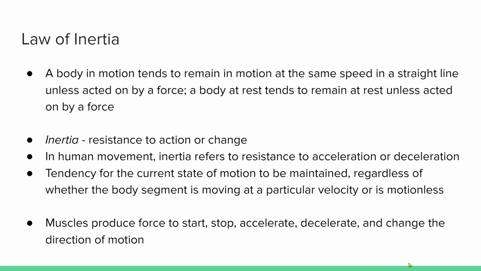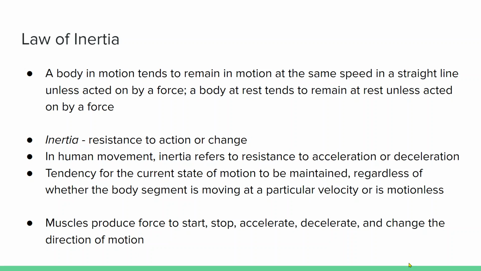In human movement, inertia refers to the resistance to acceleration or deceleration. So as we're throwing a ball, right, we have to move our whole torso, then our upper arm, our lower arm to create, say, a throw. So our muscles have to overcome that inertia of our body to result in the acceleration of the ball.